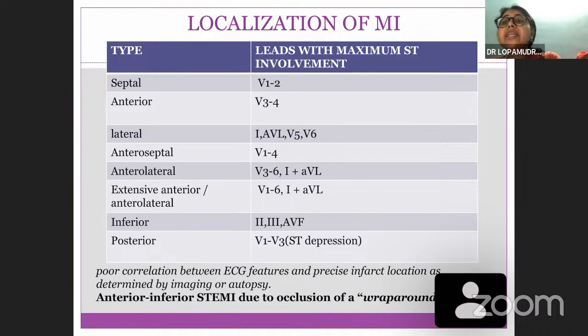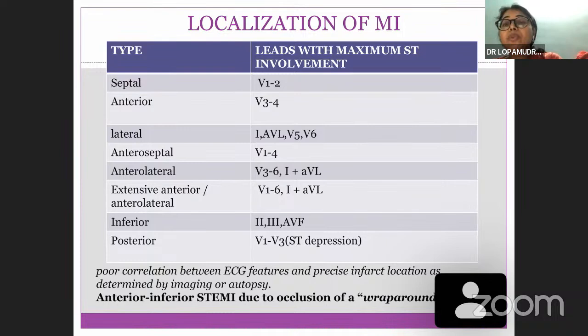Sometimes both anterior and inferior MI can be seen together, but rather than involvement of two coronary arteries, it's mostly due to the LAD, a wraparound LAD, a very long LAD, which is supplying both the anterior and inferior wall.